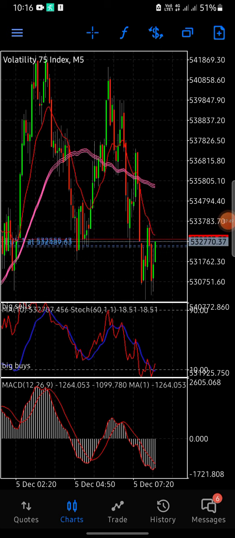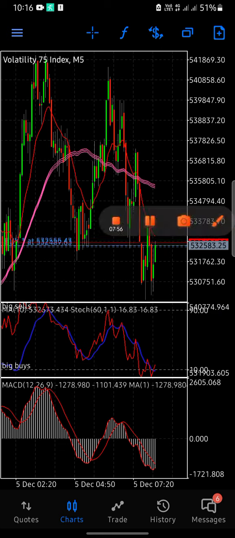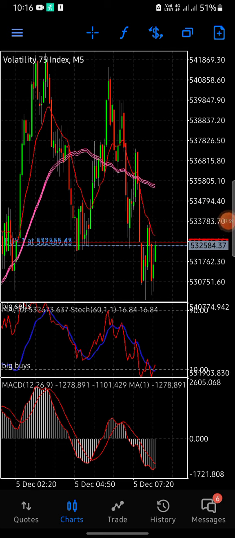It works for only VIX 75 and V100, and you can trade a small account as little as $3, and grow it big, you see, even bigger than you expect.